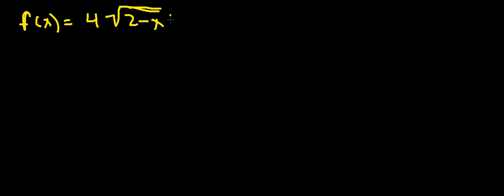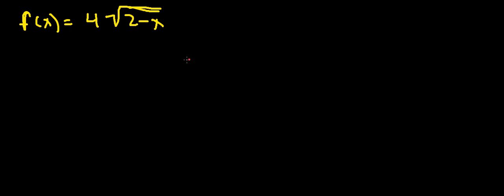So now I want to move on to one that is going to be a little bit more challenging. So this one is f of x is equal to 4 times the square root of 2 minus x. And I want to graph this.